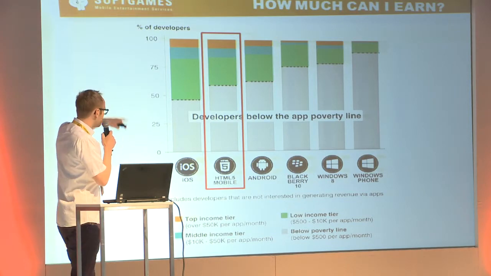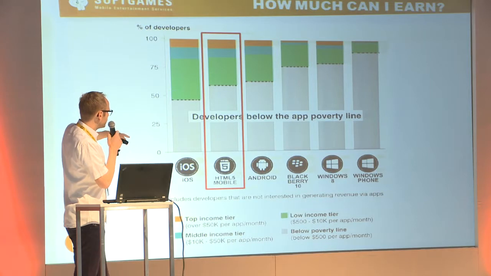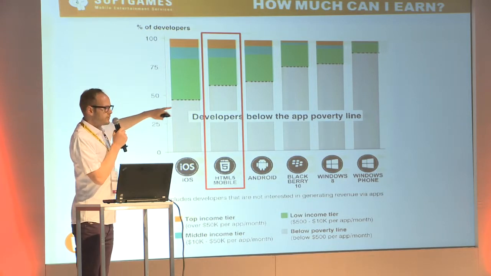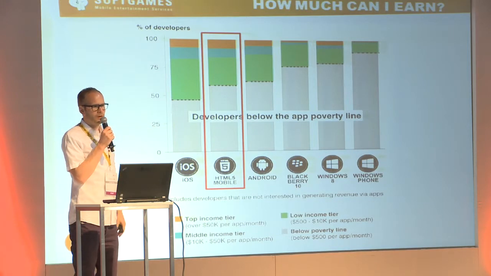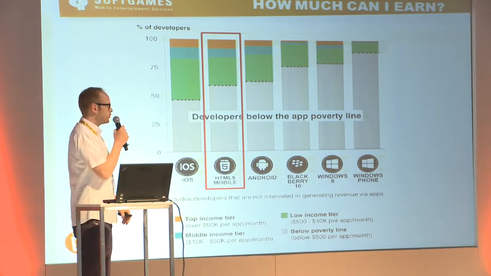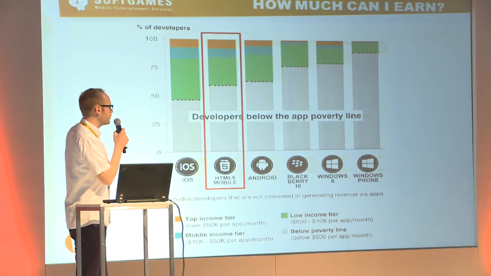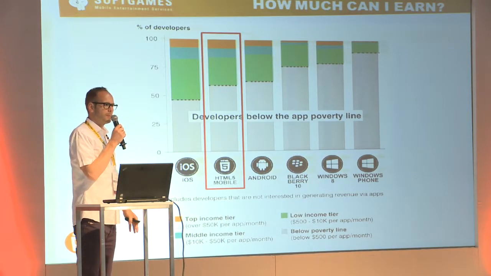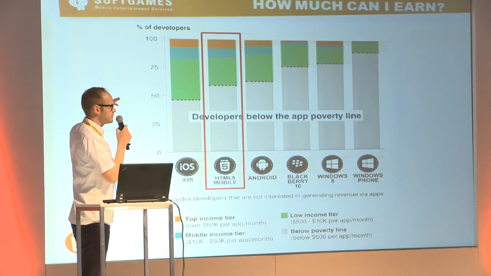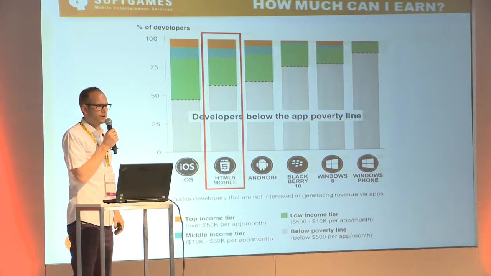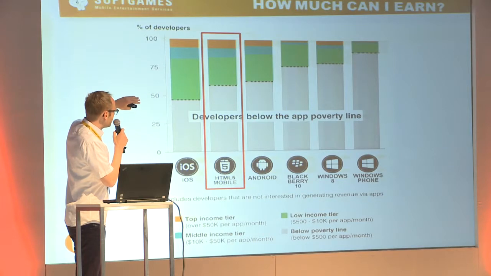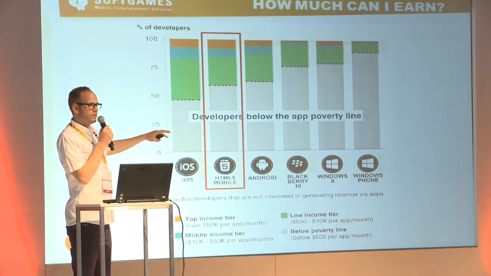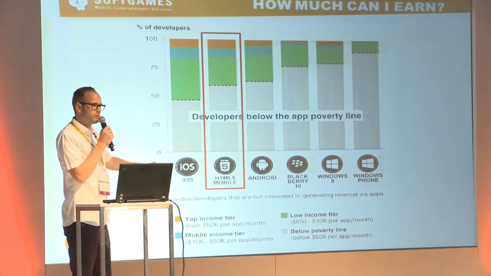Just to explain this chart a bit more, because I'm not sure if it's really readable: the gray bar shows the percentage of developers who earn less than $500 per game per month. Then the green one is $500 to $10,000 per app per month, and then the above ones are 10 up to 100 thousand US dollars. And you can see HTML5 is in front of Android and BlackBerry and Windows.